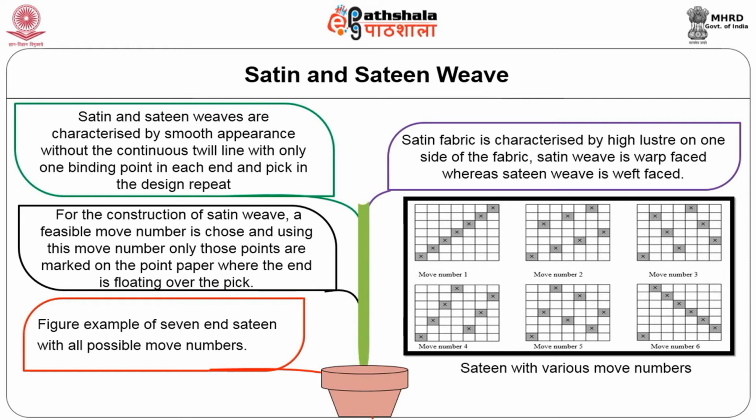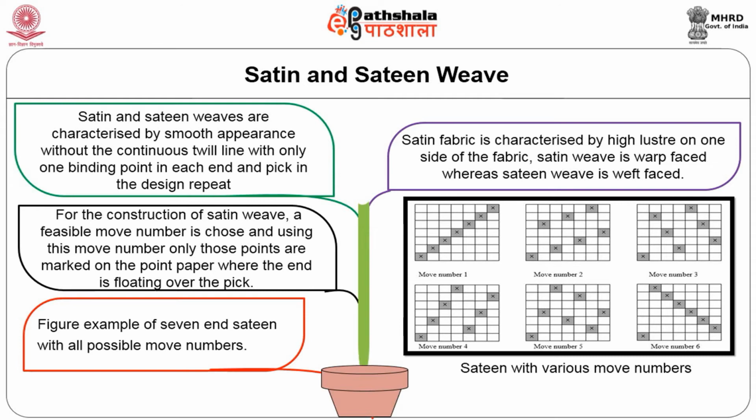Whereas in the second, you can see the move is 2 moves from the first interlacement. So from the first interlacement, 2 moves right and 1 up, 2 moves right and 1 up, 2 moves right and 1 up. In this way, you can see that there is only 1 interlacement in each warp and weft thread, and there are no prominent diagonal lines. Similarly, in the third figure you can see move number 3. From the first interlacement, the move is 3 to the right and 1 up, 3 to the right and 1 up, 3 to the right and 1 up. In this way, the diagonal line is also lost, and there is only 1 interlacement in each warp end.